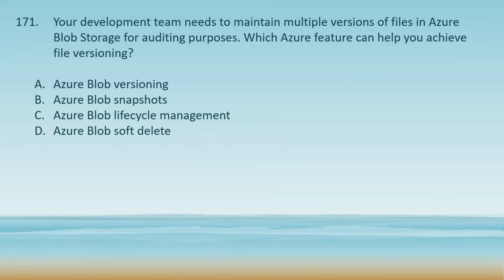Your development team needs to maintain multiple versions of files in Azure Blob Storage for auditing purposes. Which Azure feature can help you achieve file versioning? Your options are Azure Blob Versioning, Azure Blob Snapshots, Azure Blob Lifecycle Management, Azure Blob Soft Delete. The feature that helps you achieve file versioning in Azure Blob Storage is Azure Blob Versioning. It allows you to preserve and access previous versions of your blob data, providing a way to maintain and audit changes over time.